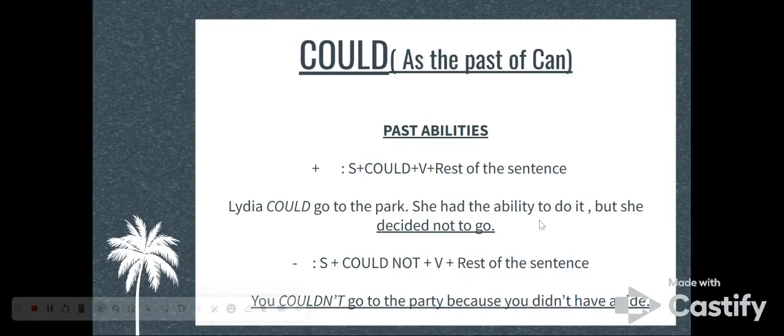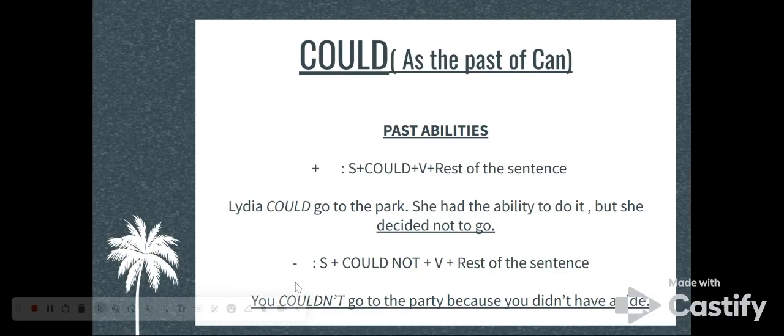She had the ability to do it, but she decided not to go. Okay, so she could go, or her two legs were just fine. Her parents wanted her to go, so the possibility and the ability was there, okay, in the past. But maybe she decided not to go, okay? So she could go to the park, she did not do it, all right?